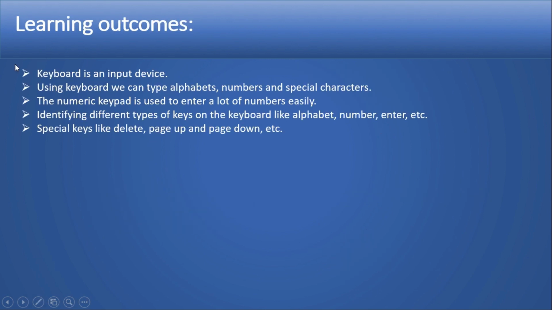Learning outcomes. So children, now let us discuss the topics which we have learned today. Keyboard is an input device, isn't it children? Yes, keyboard is an input device because using the keyboard we are giving instructions to the computer. Using the keyboard, we can type alphabets, numbers and special characters: A to Z alphabets, 0 to 9 numbers and some special characters which are present on the top of the number keys.